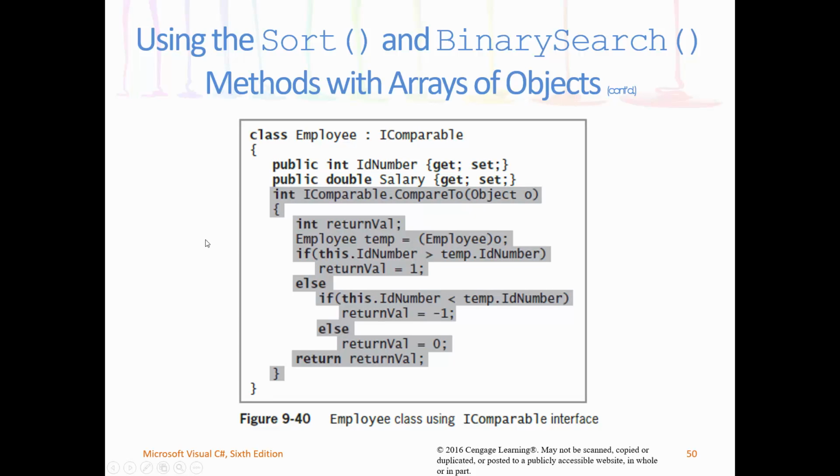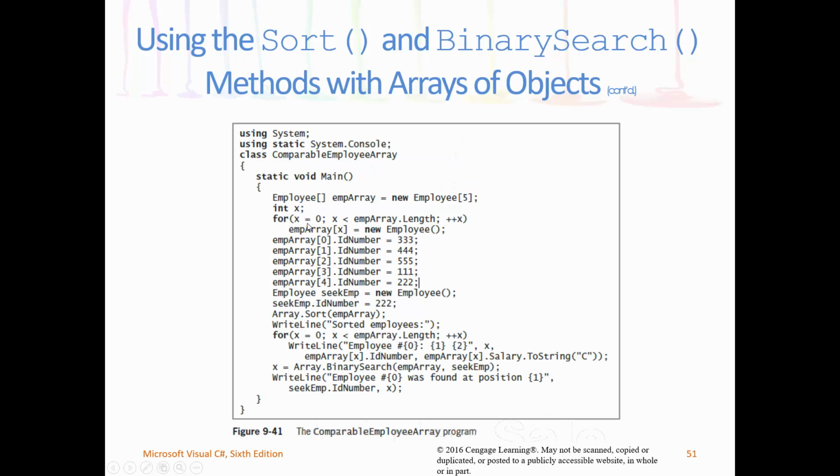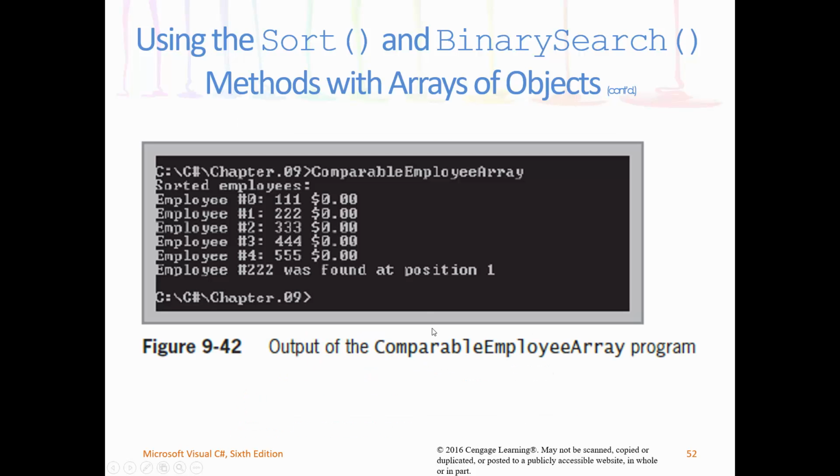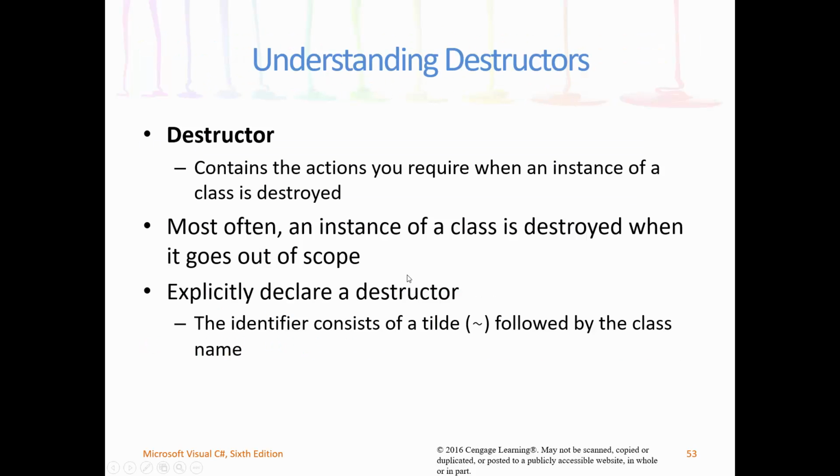Here's an example where they're going through and they're using both the sort and the binary search to check and see if a certain employee was found in the array. Now, this is a very simple, almost convoluted example because there are so few in there. But if you wanted to, you could make this and be checking hundreds of employees.